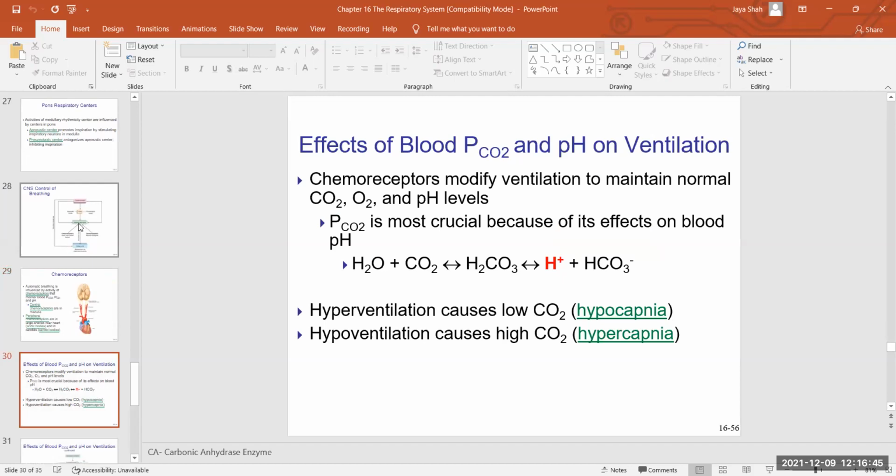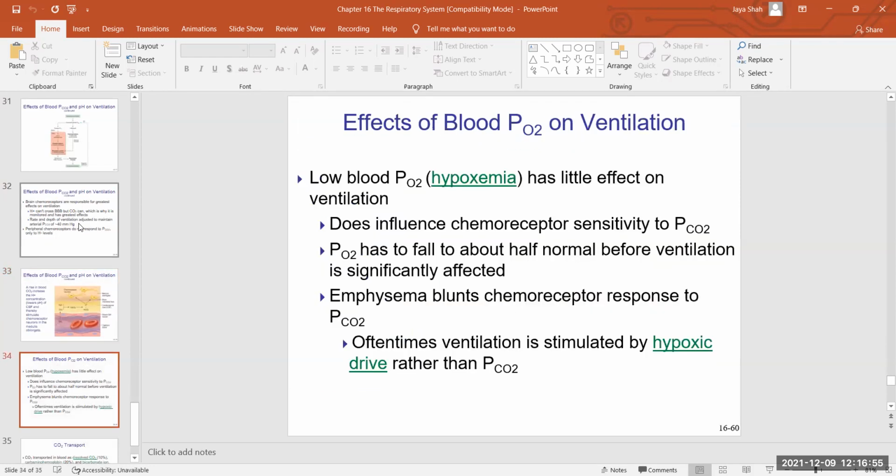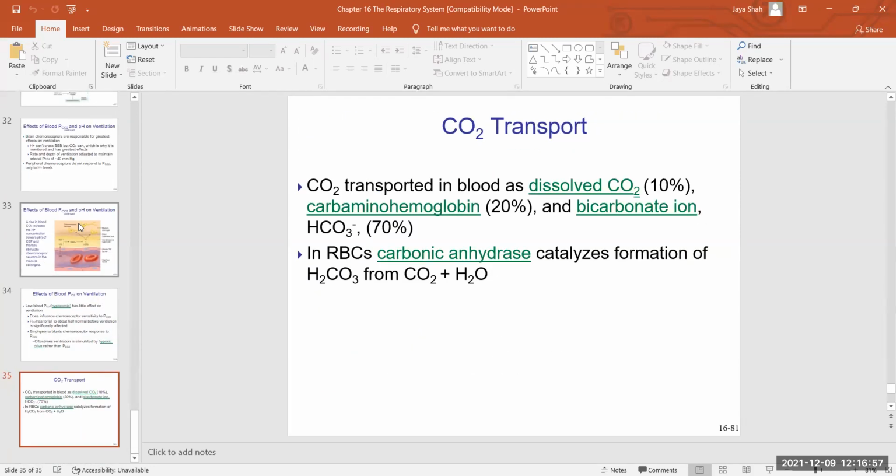Effect of blood PCO2 and pH on ventilation. What does increased carbon dioxide and change in pH cause to the ventilation? CO2 transport and O2 transport.